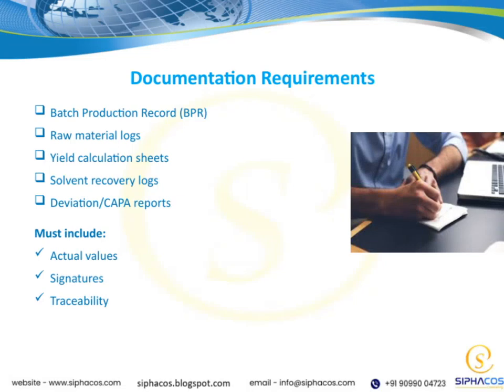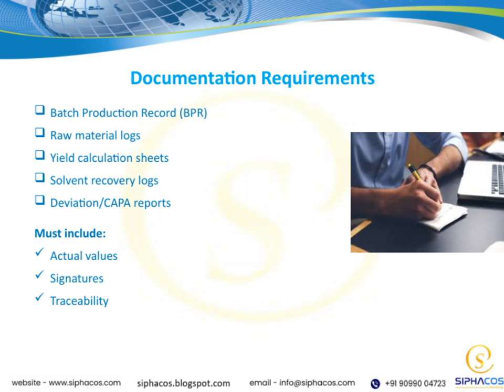Now, let's take a closer look at the documentation requirements that are essential for maintaining quality and compliance. First, we have the Batch Production Record, or BPR. This document captures all the critical steps and parameters during production, ensuring we have a complete record of each batch. It's vital that these records include actual values observed during the process, such as temperatures, times, and measurements, to verify that everything was within specified limits.